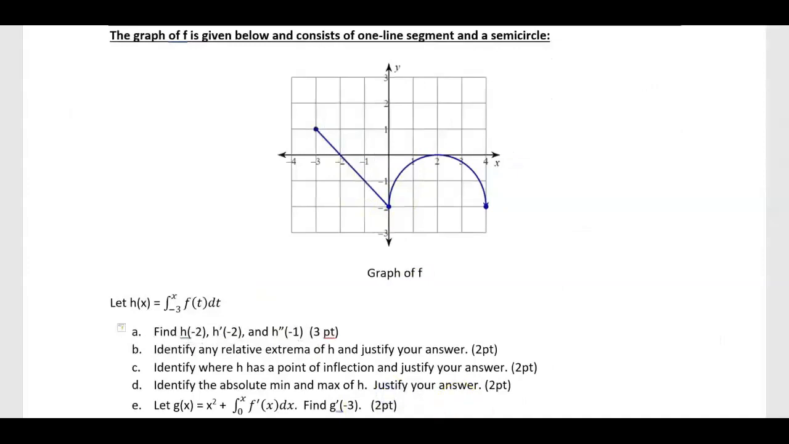Let's go ahead and take a look at part B here. Identify any relative extrema and justify your answer. Okay, so let's begin here.